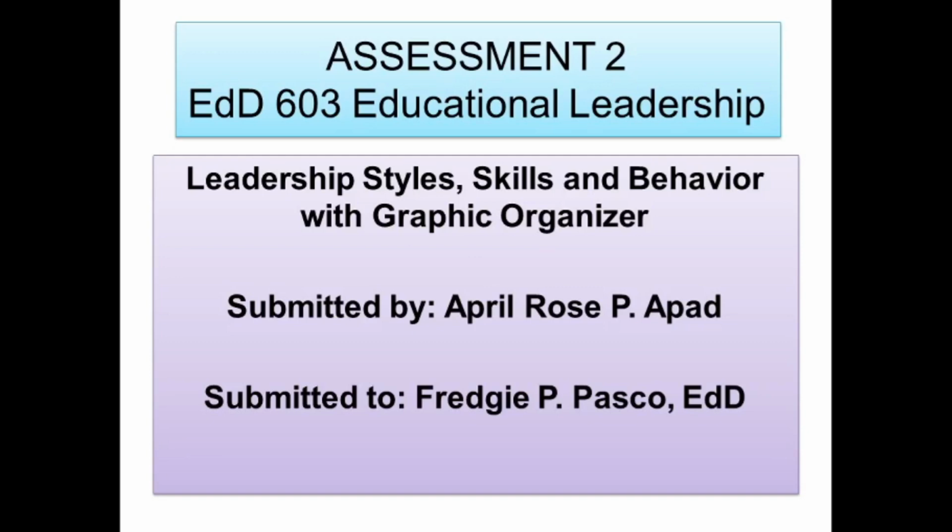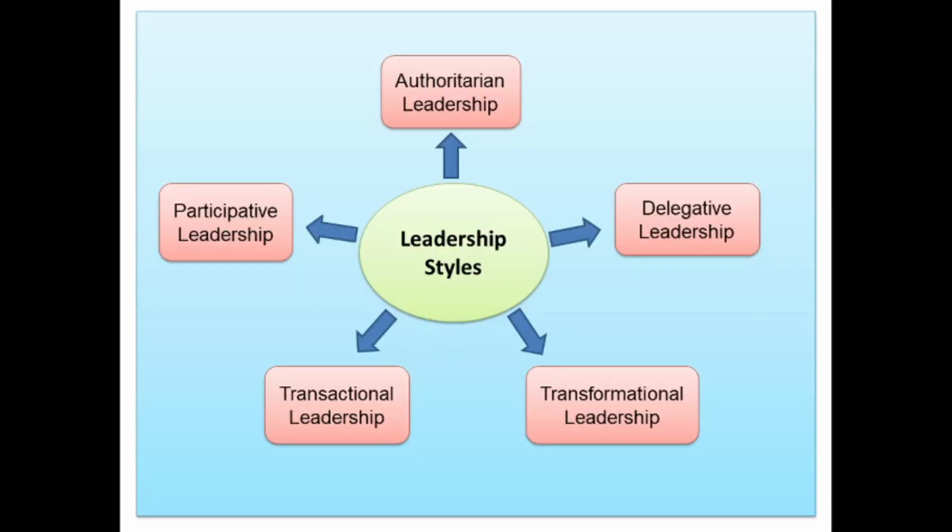Good day, everyone. I'm going to discuss leadership styles, skills, and behavior with a graphic organizer. Let's begin with leadership styles. There are 5 types of leadership styles.